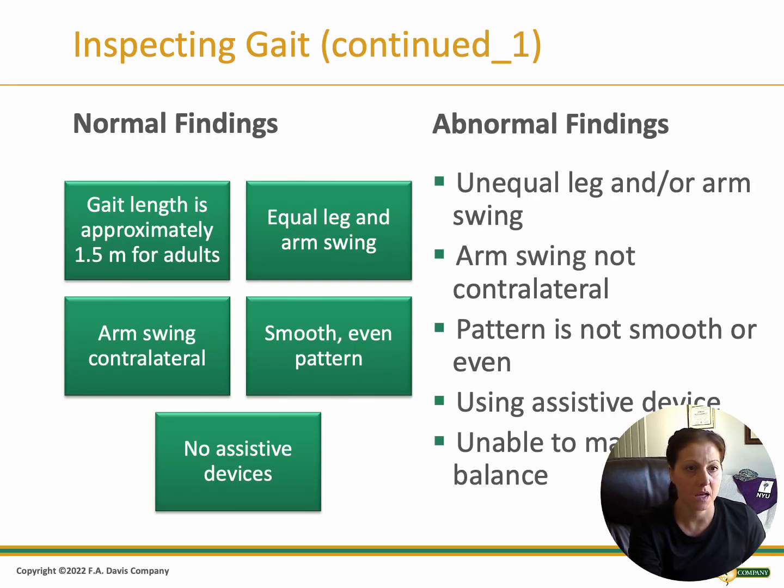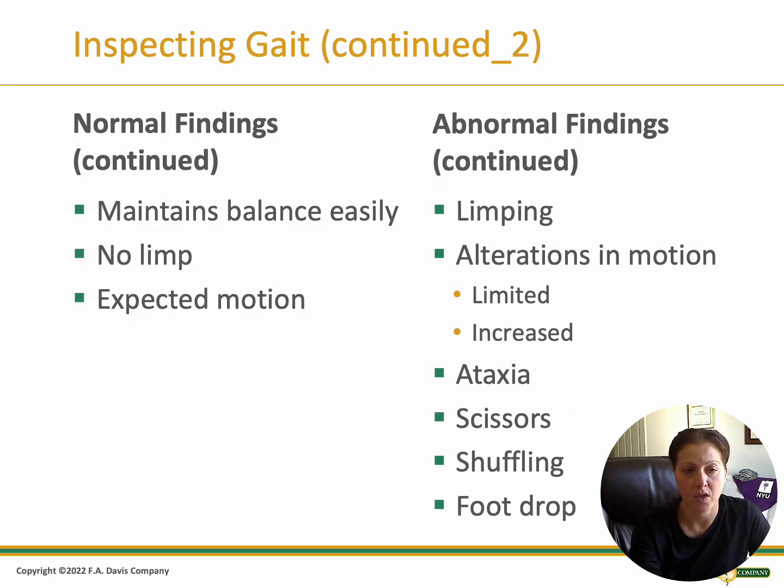The gait length should be about 1.5 meters from foot to foot as they're walking. Again, legs should be swinging. There should be equal leg and arm swing, and the arm should swing contralaterally, so opposite. It should be smooth and even, and they really shouldn't have to use anything to help them move. No cane, no walker, and their back is straight up. They have good posture. They're also able to maintain balance. They're not limping, and the motion is as expected.